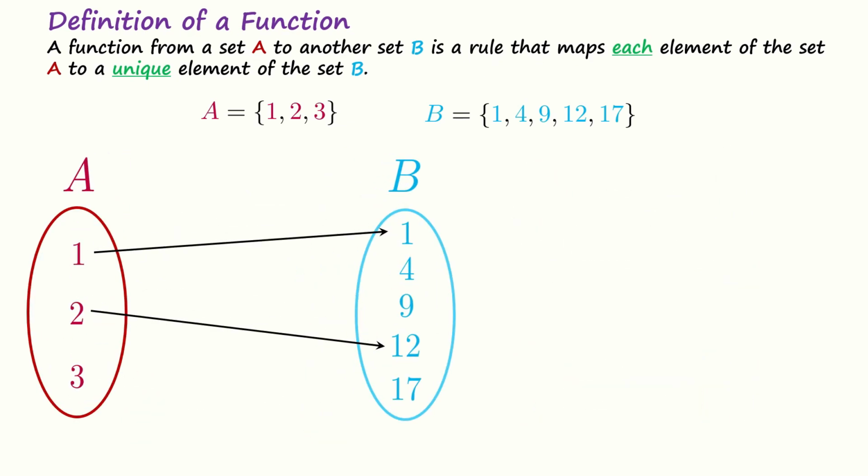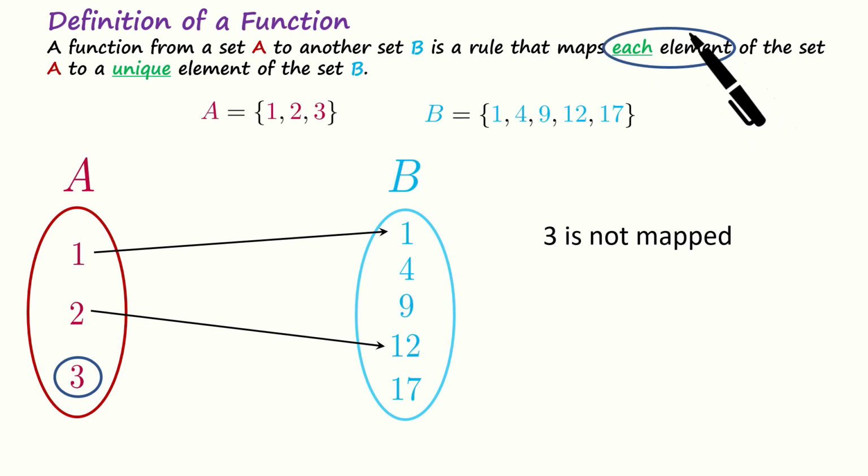The first mapping maps 1 to 1 and 2 to 12. You see that 3 is not mapped to any element of the set B. So, this mapping does not fall under the definition of a function. Therefore, this mapping is not a function.